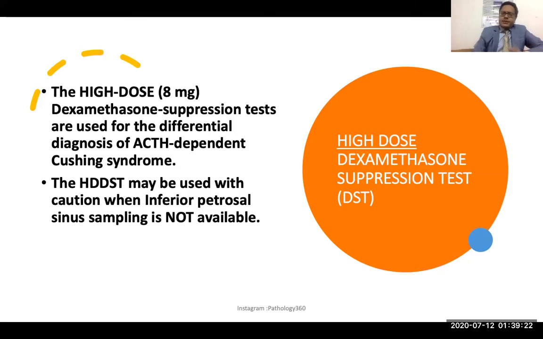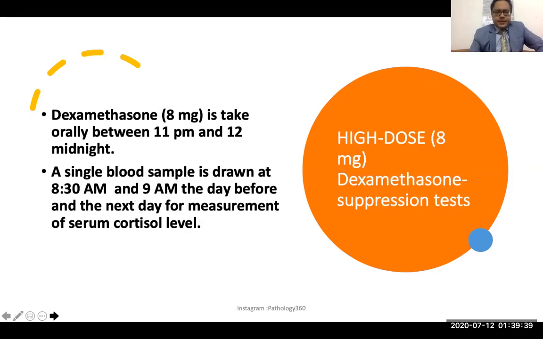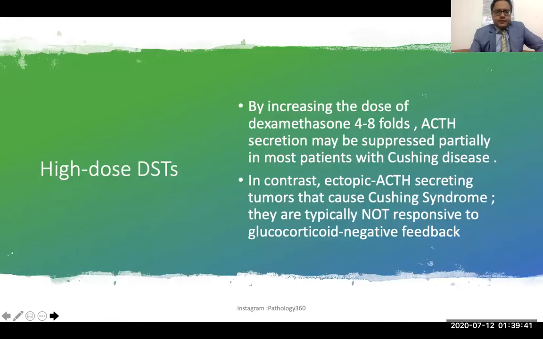We can differentiate that using this high dose test. But I would like to mention that currently it is not the most preferred method to differentiate ACTH dependent Cushing syndrome, because there is inferior petrosal sinus sampling. If that method is available, it is far better and is preferred. But if it is not available, then we can use this high dose dexamethasone suppression test. And what is the objective? What is the concept behind the high dose dexamethasone suppression test? I have put it there.